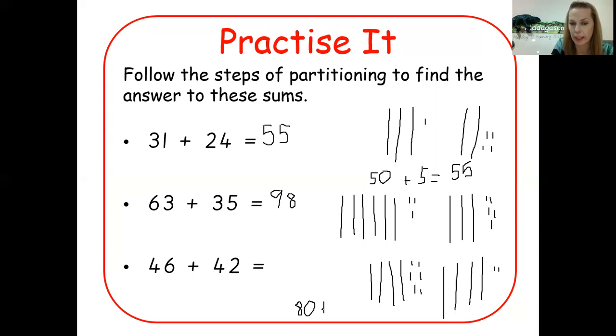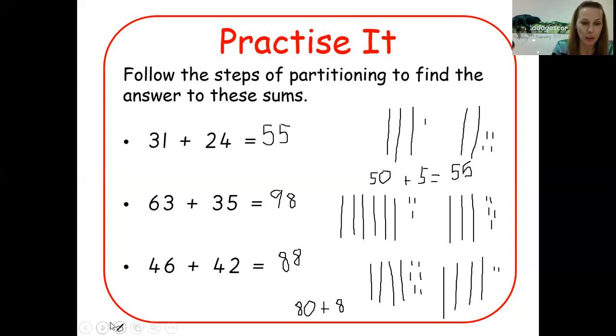Okay, so I've got 80 with my 10s, and then I've got my 1s. So I've got 6 and 2, and I know that 6 and 2 more is also 8. So 6, 7, 8. So I know that it's 80 add 8. And I know that 80 add 8 makes 88. So that last one's 88. Did you get it right? Well done if you did. Okay, if you didn't, don't worry, just a little bit more practice.